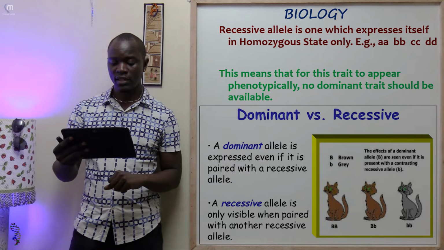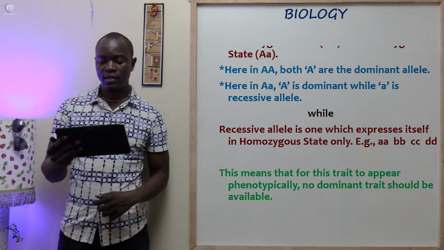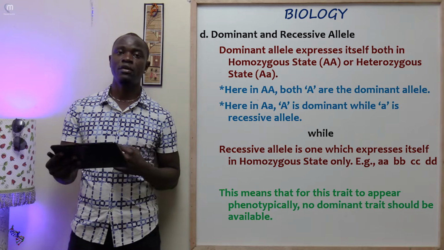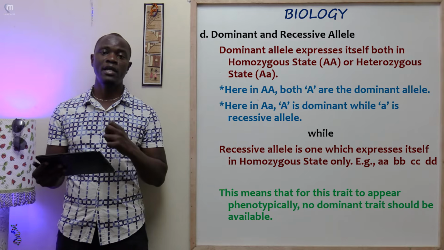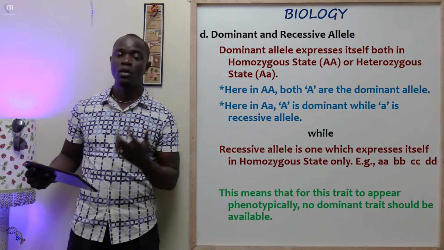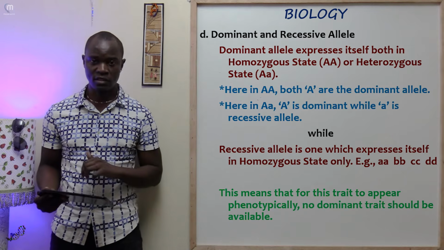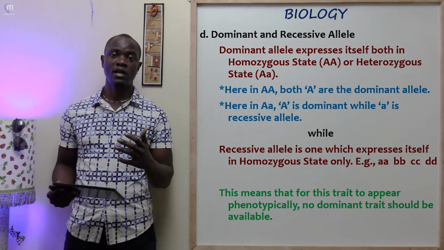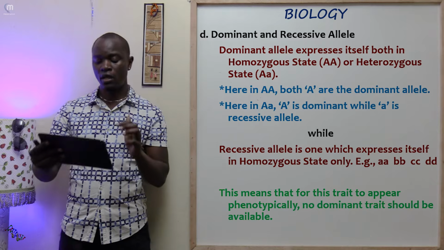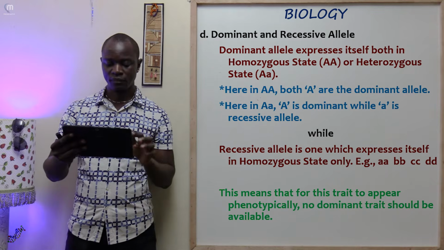So the question was asking us to differentiate between a dominant allele and a recessive allele. A dominant allele, we have said, is an allele that represents itself both in homozygous state and in heterozygous state. While a recessive allele is an allele that only represents itself in homozygous state and not in heterozygous state.